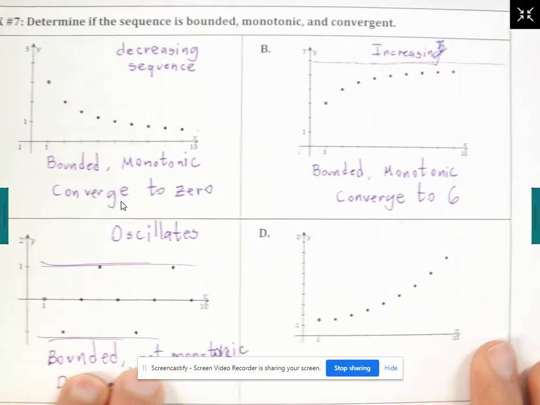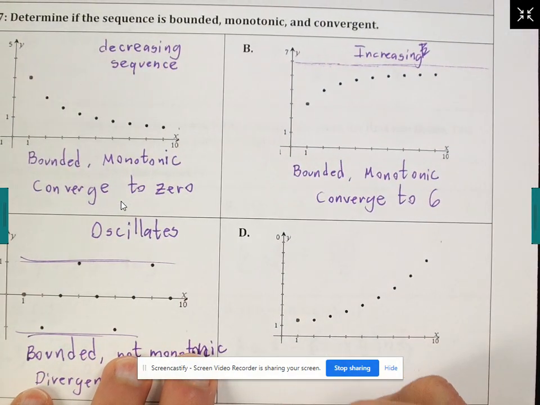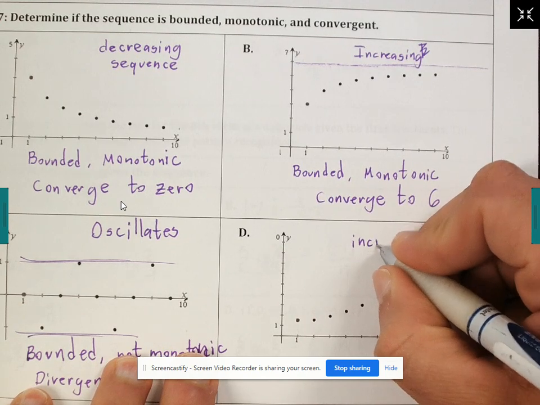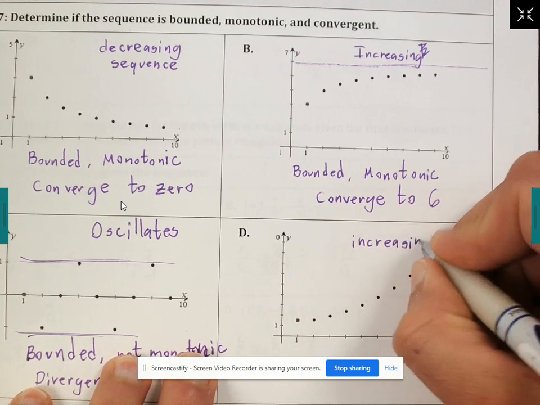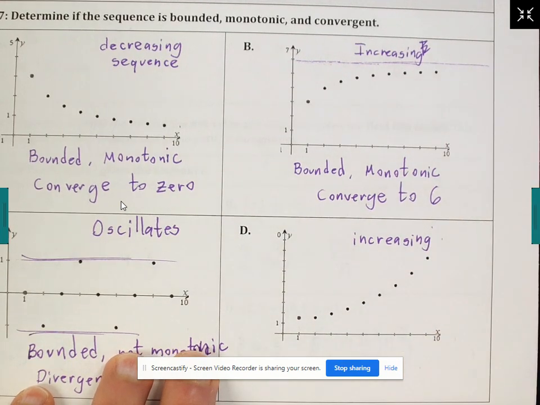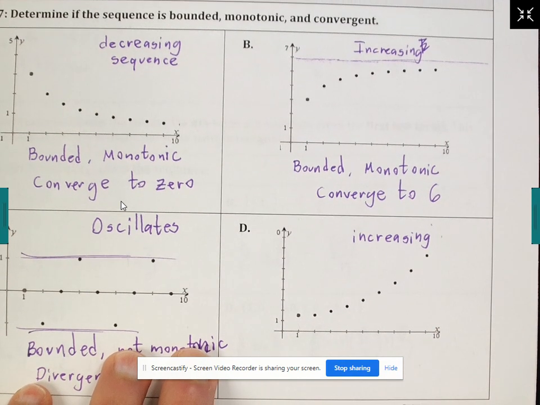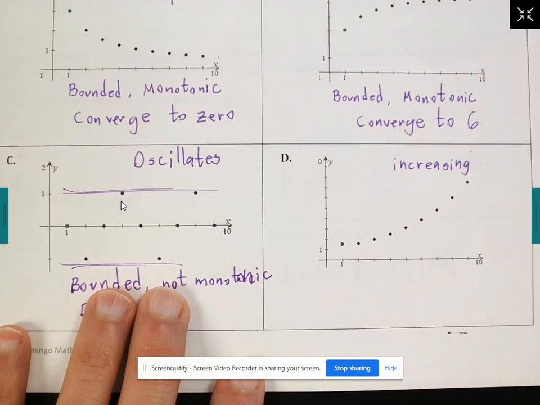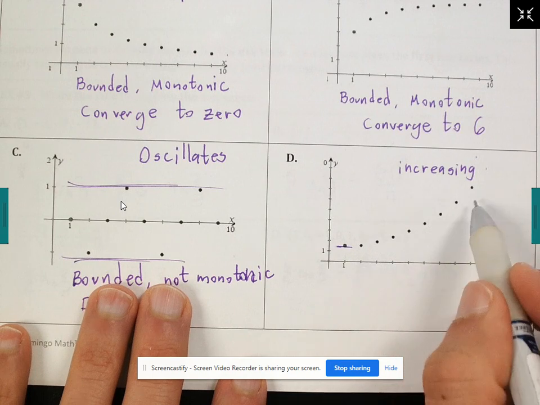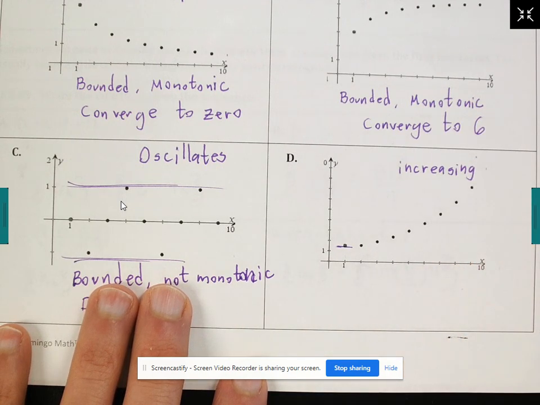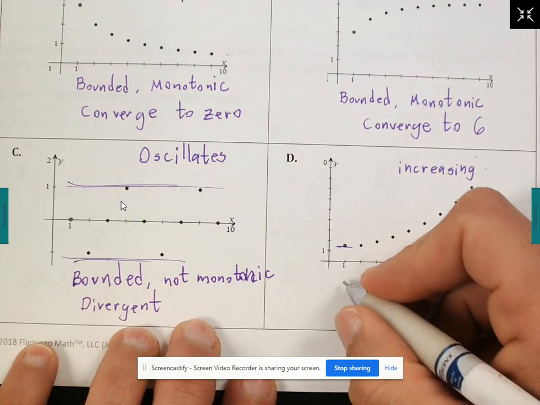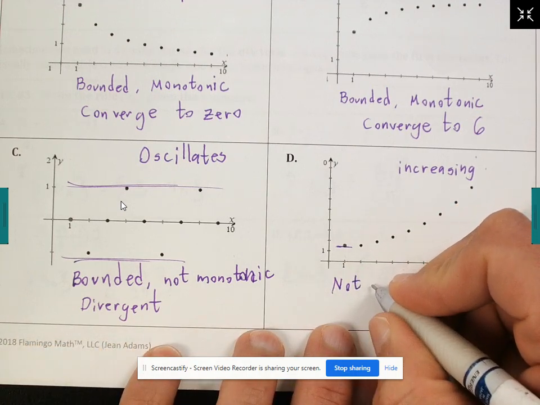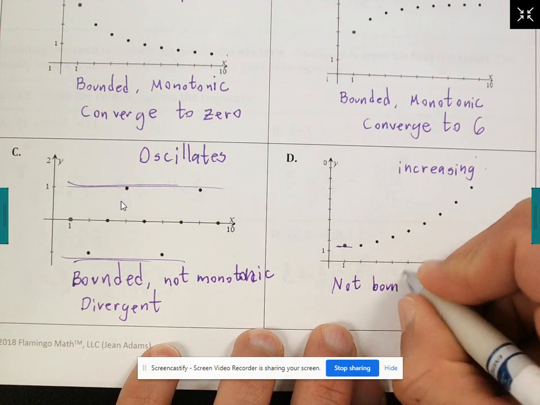All right. D. Increasing, or what was the other name? Non-decreasing. Well, we have to really think about it. You think it's bounded? No, it's not at the top, because you can still go up. It's bounded here, that's what I meant, but it's not up here. So it's only bounded below, but not bounded above, so this is going to be not bounded. Is it monotonic? Yes.